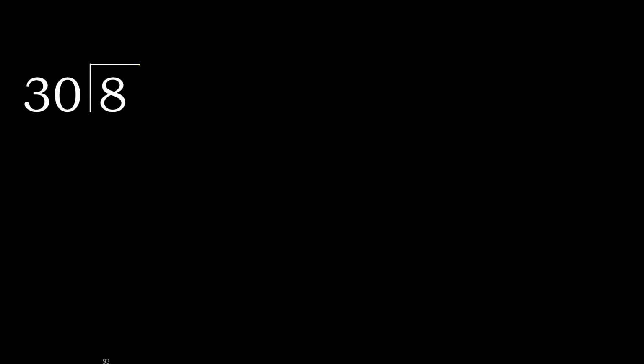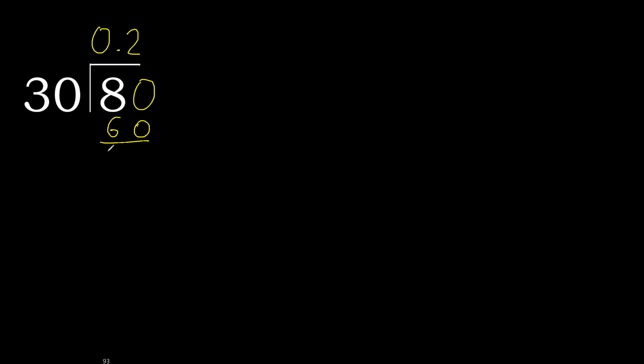8 divided by 30. 8 is less, therefore complete, always complete with 0, here 0 point. 80 is not less, therefore with 80. 30 multiplied by which number is nearest to 80, but not greater. 30 multiplied by 3 is 90, is greater. Multiply by 2, 60 is not greater.